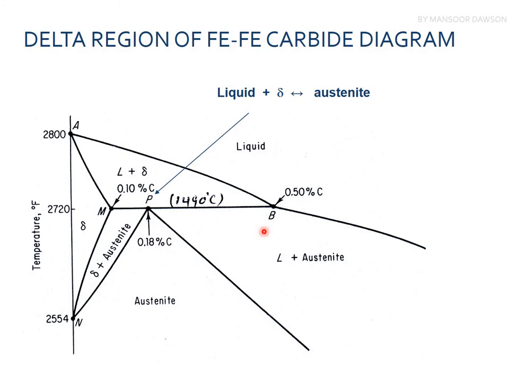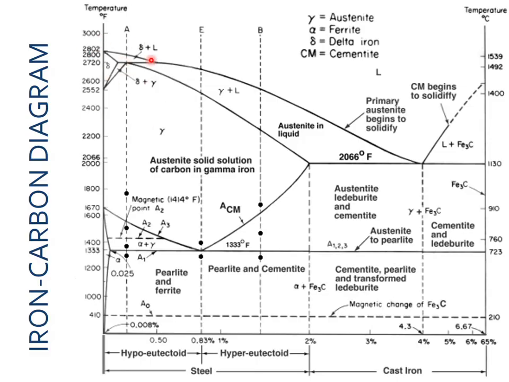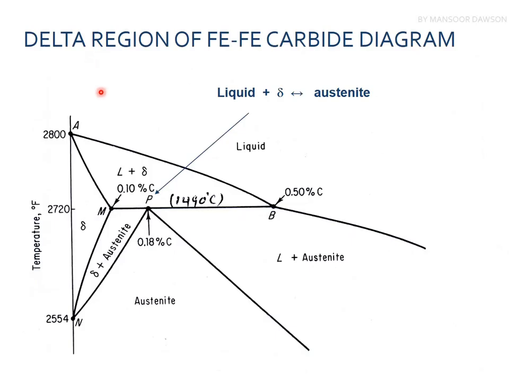So let's also discuss the delta region. This region is zoomed in for you guys. This is this smaller portion of delta ferrite. So you can see that this is delta ferrite. This is the liquid plus delta ferrite. This is the liquid plus austenite, and this is the austenite. So here we have the reaction of liquid plus delta converting into austenite.